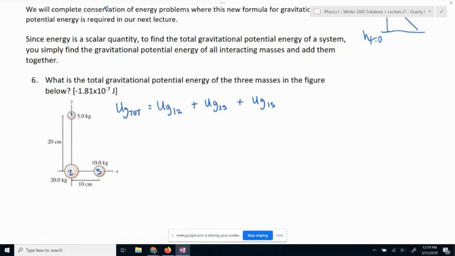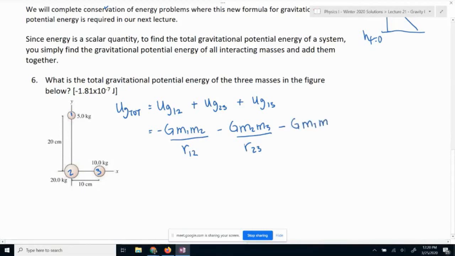Now, because the gravitational potential energy equation has that negative, we need to remember to put that negative in there. Okay, so we'd have negative G, mass 1, mass 2 over, instead of just writing R squared, I'm going to write R12, which means the distance between mass 1 and mass 2. Plus, and instead of writing plus, I'm just going to write minus because it would be plus and negative. G, now I'm doing 2 and 3. Mass 2, mass 3 over the distance between 2 and 3. And then plus negative again. So I'm just going to write minus G, M1, M3 over the distance between 1 and 3.